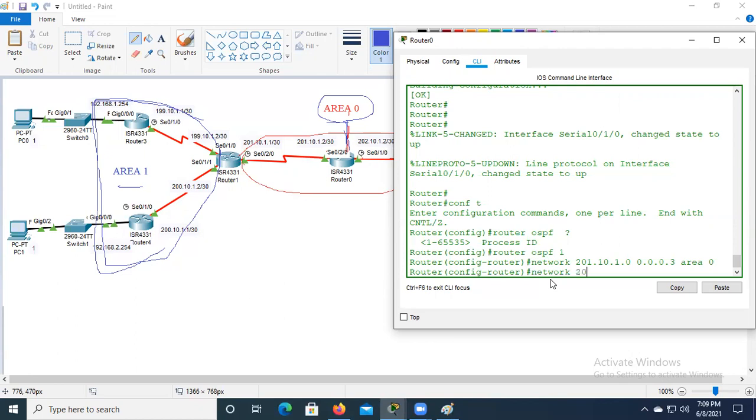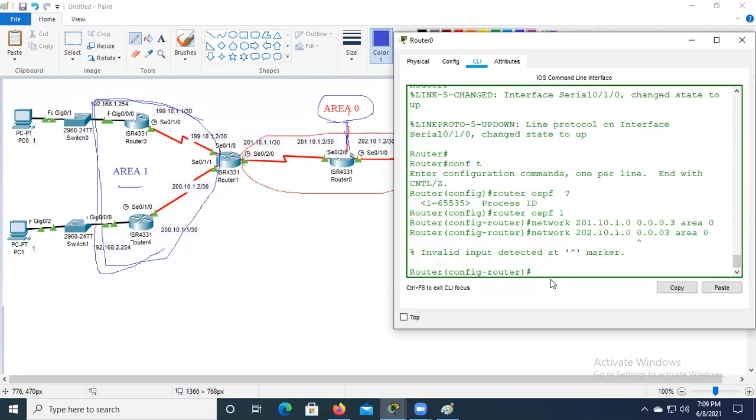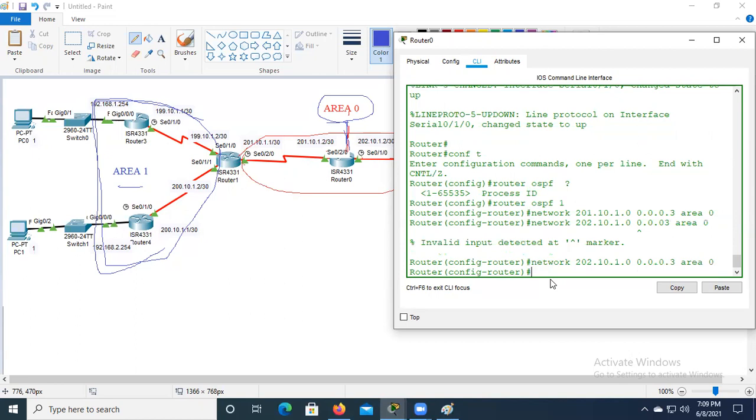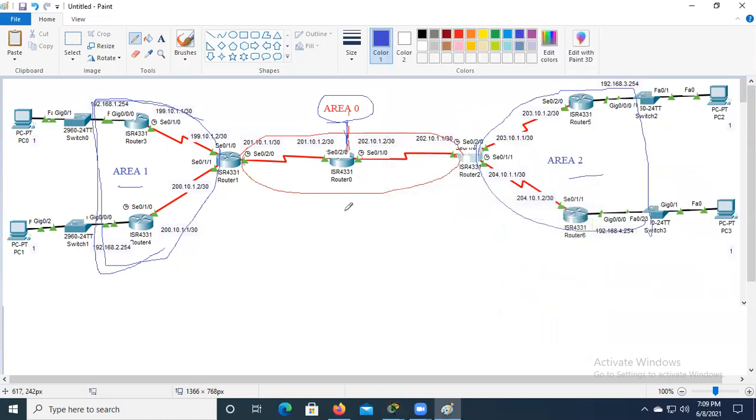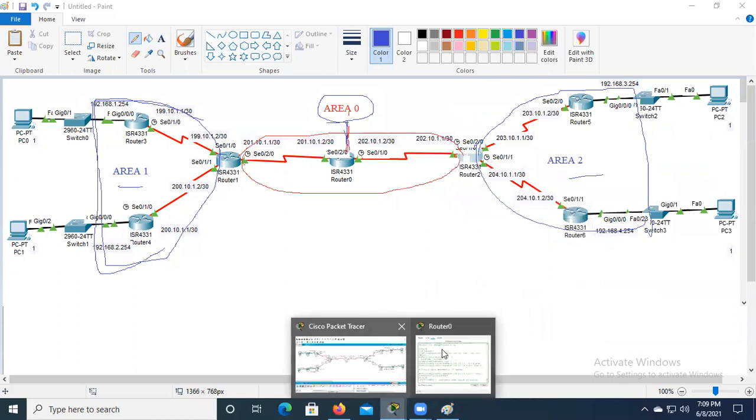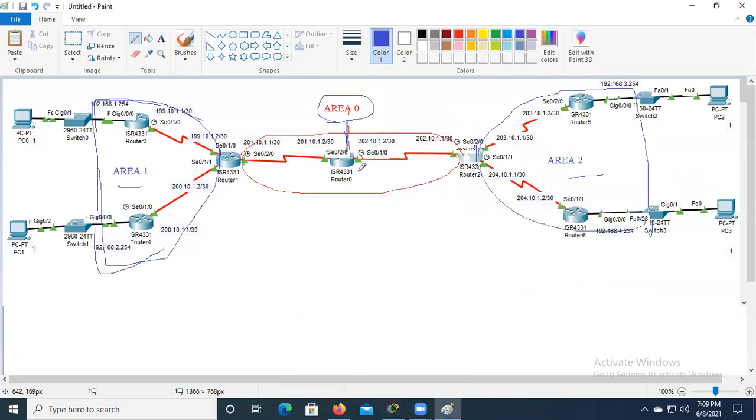So network 202.10.1.0 0.0.0.3 area 0. What was the error? Then end. Later I will paste the command and we can do it. Now this router is done. Tick. Next I have to configure this router.